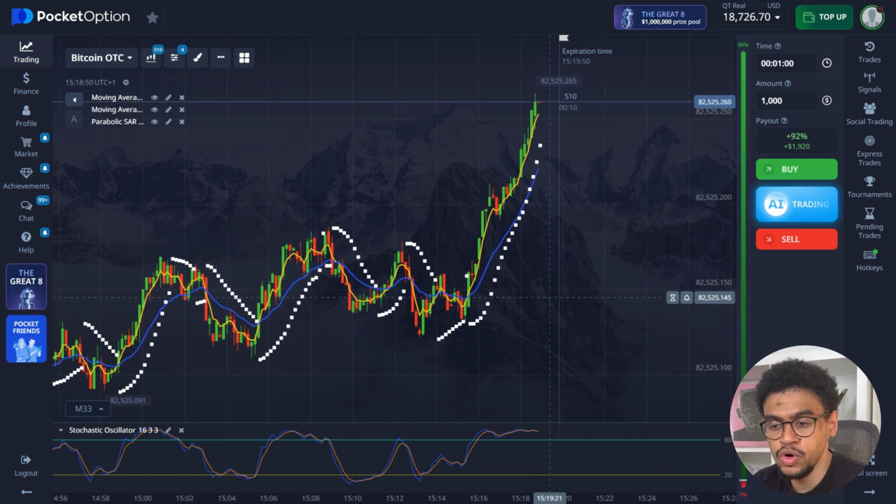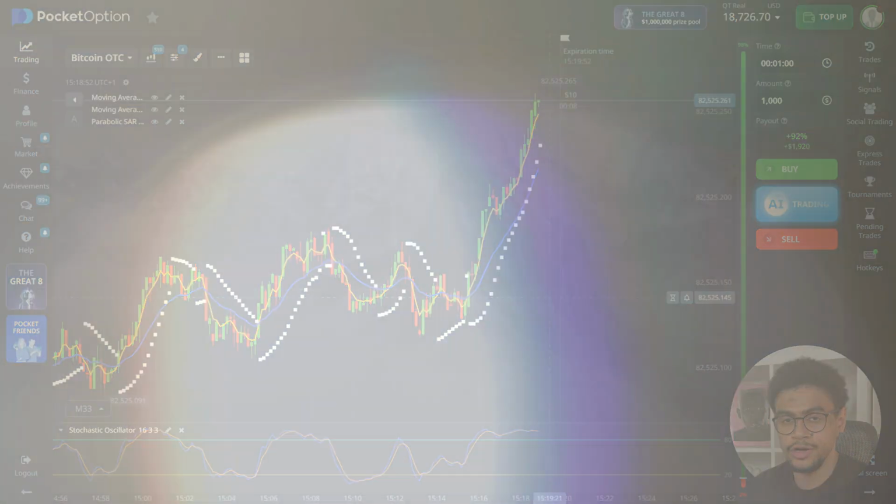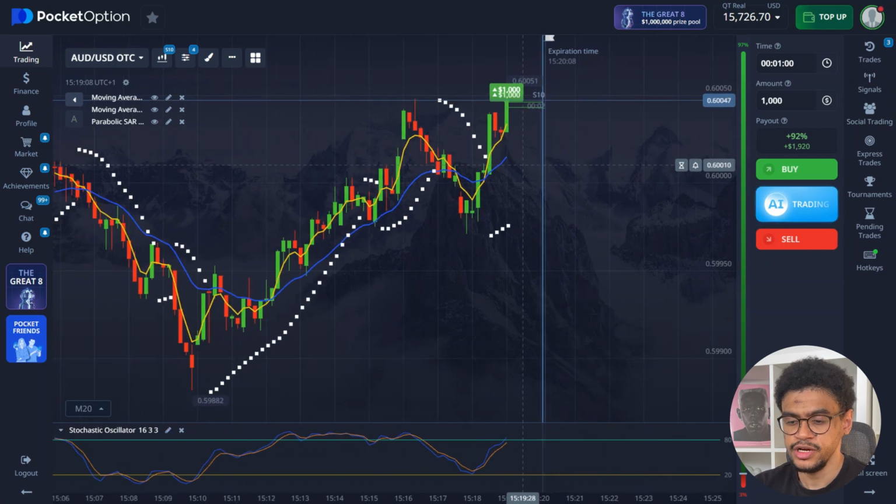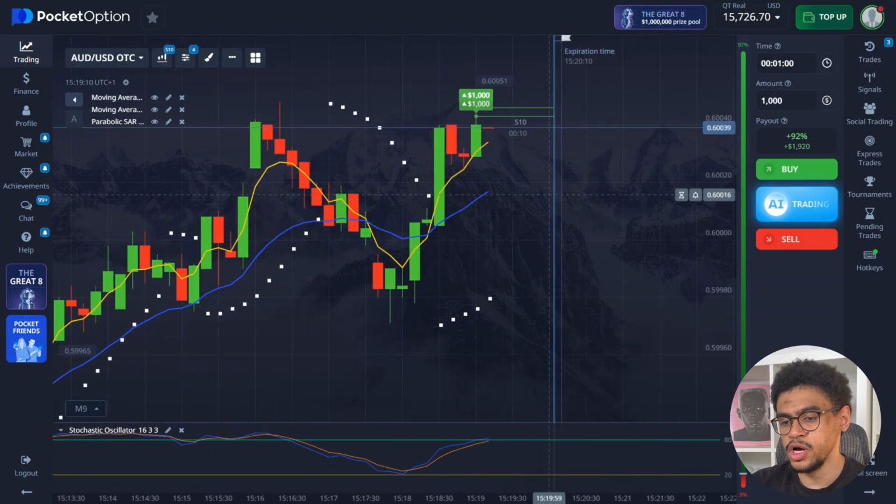So now let's look for an opportunity to enter a trade off of these indicators, and I'm going to explain what you are looking for when you are. All right, so here's our first trade. We're gonna place a couple of thousand here, and let's look at why we're doing that.